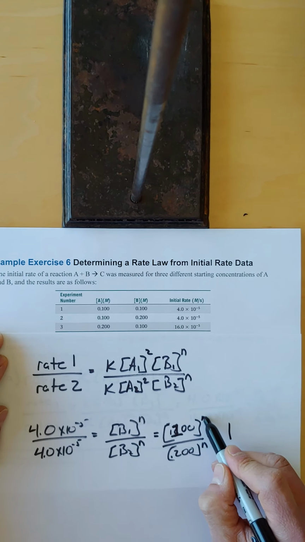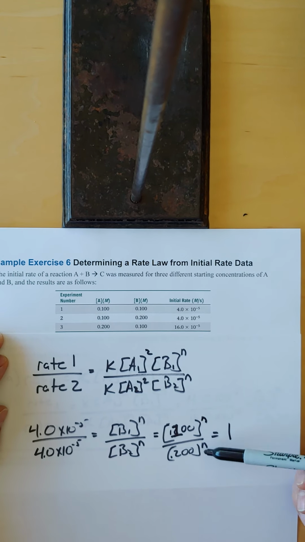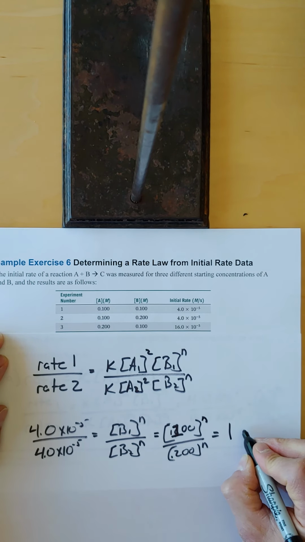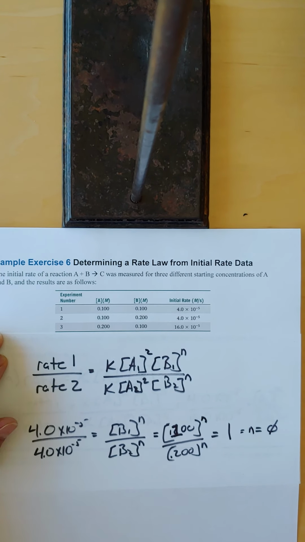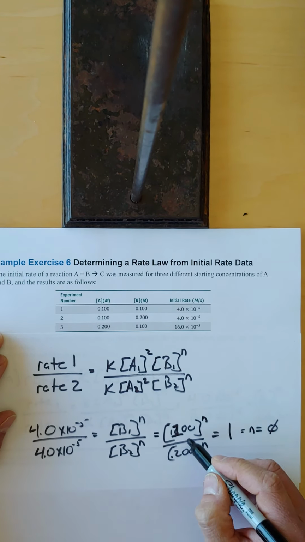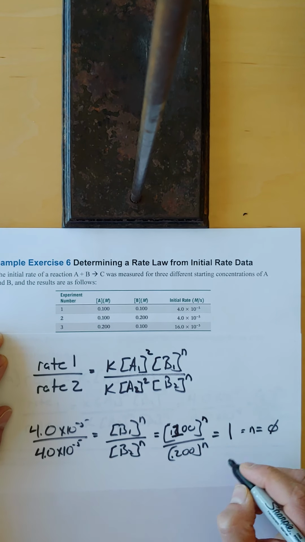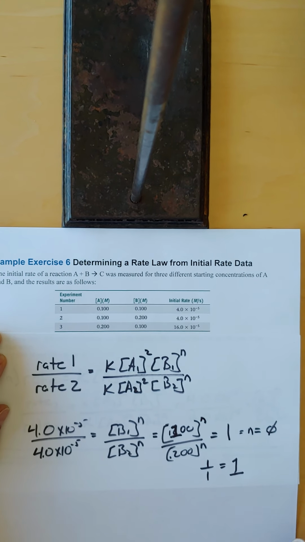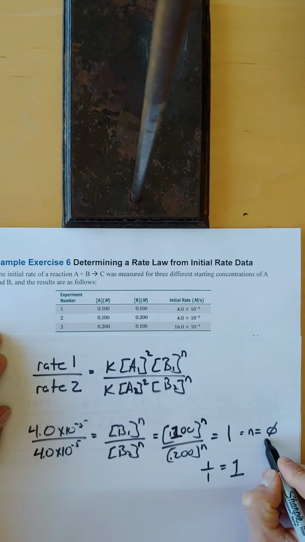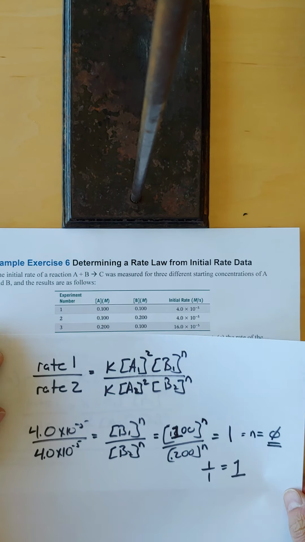And so the only possible way for this equation to equal 1 would be if n equals 0, right? Because anything to the 0 power is 1. So 0.1 to the 0 divided by 0.2 to the 0 gives me 1 over 1. So 1 over 1 equals 1. Right? So that means that this reaction is 0 order with respect to B.